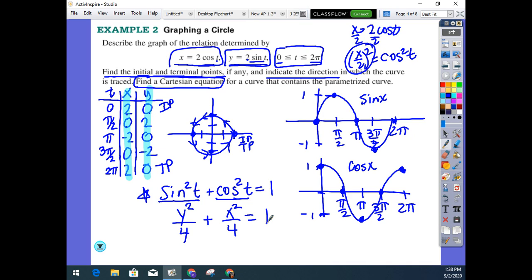Okay. Now, you can leave it like this, but I want to show you something. If we multiply everything by 4, we get y squared plus x squared equals 4. I'm hoping that you kind of remember, if you have x squared and y squared equaling a number, it's a circle. All circles have the equation x squared plus y squared equals r squared. Notice the radius is 2, so the radius squared is 4. All right? That's the graphing of a circle.